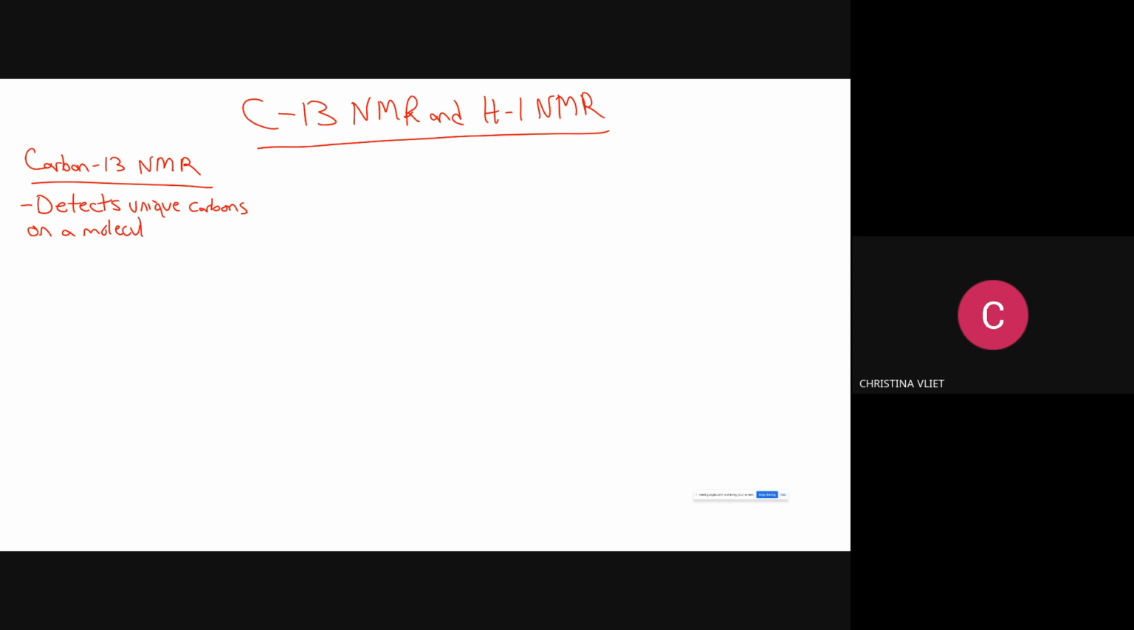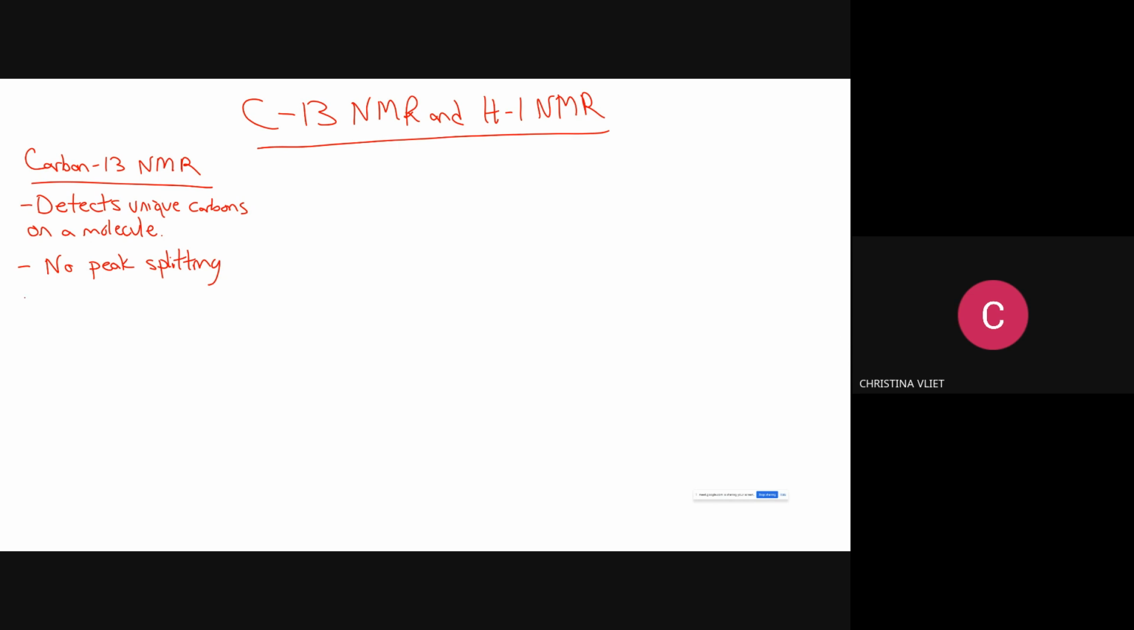If there is symmetry, you'll have two carbons or even more that are the exact same as each other, and they would not show up as unique peaks. They would show up in the same peak, right? So it detects unique carbons in a molecule. In carbon NMR, there is no peak splitting. So that whole idea of neighbors and worrying about that, you don't have that going on with carbon NMR. No peak splitting. Just single peaks.